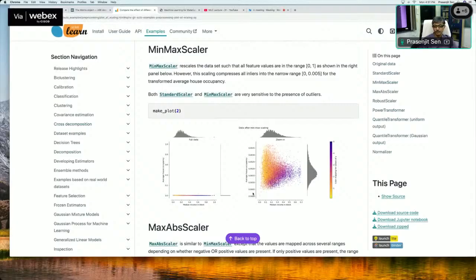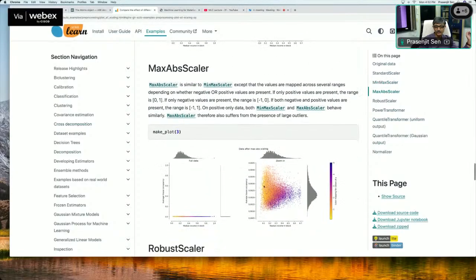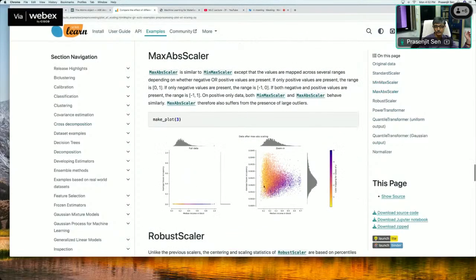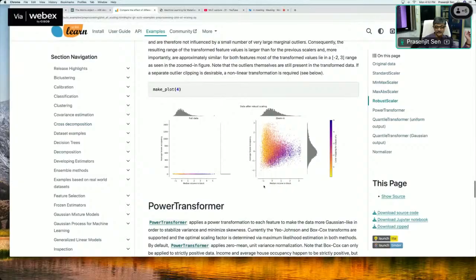So one is attempting to scale data so that all the features are in the range 0 to 1. However, it doesn't always scale necessarily between 0 and 1. As you see, the second feature values are largely between 0 and 0.005 or something like that. So it doesn't really help. MaxAbs scaler is closely related to min max scaler, so I will skip that.